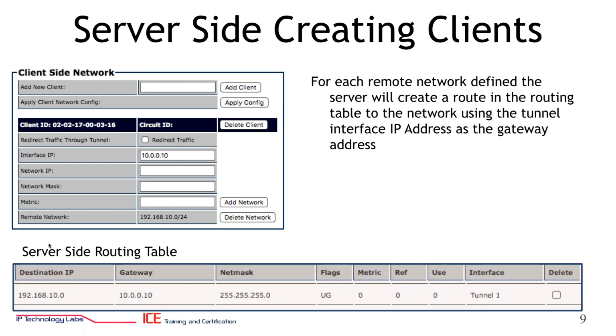So now once I set this up, my server-side routing table has a 192.168.10, and he knows the gateway is 10.0.0.10. And you send the traffic intended for 192.168.10 to this interface IP address through the routed tunnel.